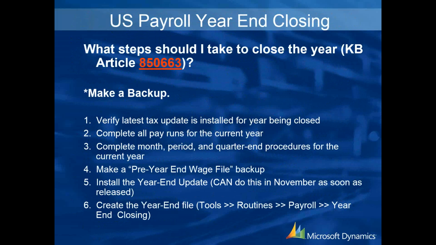All right, so what steps should you take that are included in this KB article? Verify that the latest tax update is installed for the year being closed. Complete all pay runs. Complete month, period, and quarter-end procedures for the current year. Make a pre-year-end wage backup file. Install the year-end update. You can do this in November as soon as it's released. And then create the year-end file under Tools, Routines, Payroll, and Year-End Closing.